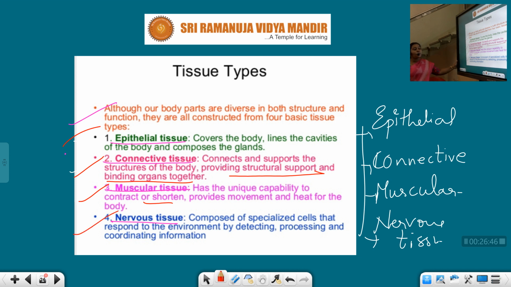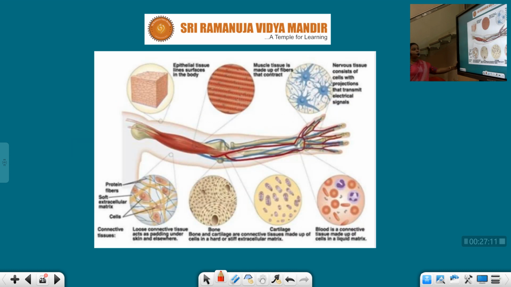Nervous tissue is composed of specialized cells that respond to the environment by detecting, processing and coordinating information. These special tissue cells help in the process of detecting, processing and coordinating the information. So we people become sensible due to the presence of nervous tissue. Let us discuss these tissues individually, children.